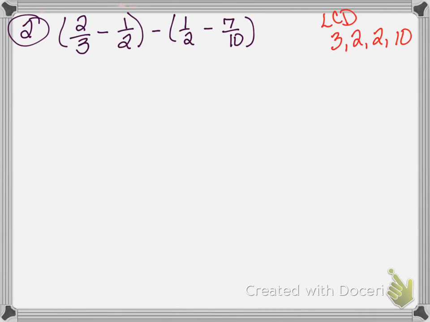Okay? So, if I had just these two numbers, if I had just 3 and 2, what is a number that can be divided by those evenly? 6. Okay? Now, if I add 10, how high do I have to go?